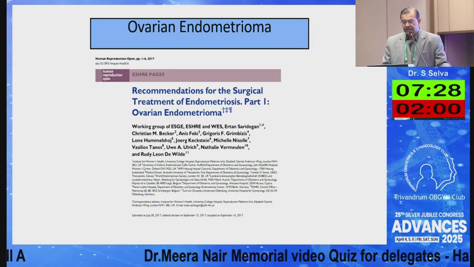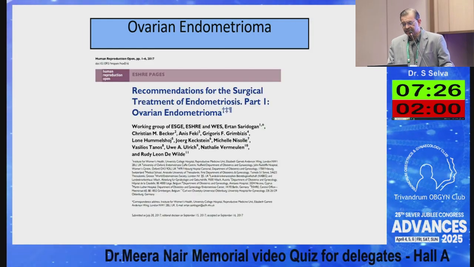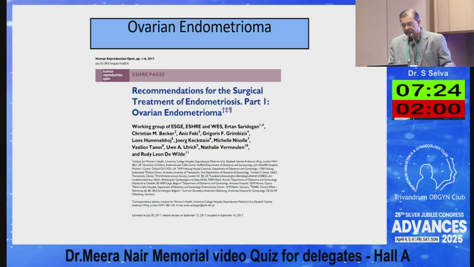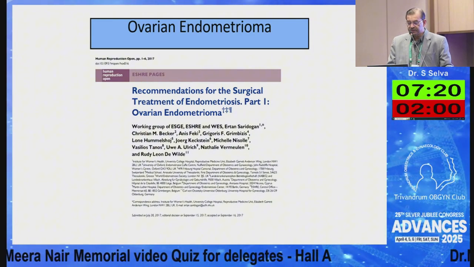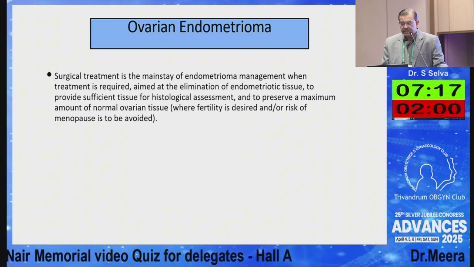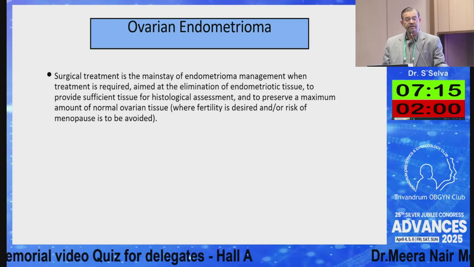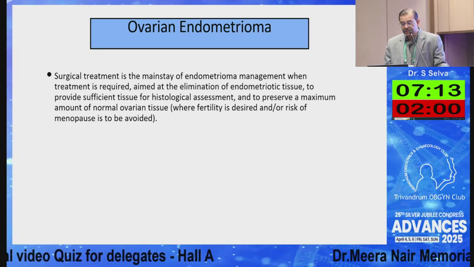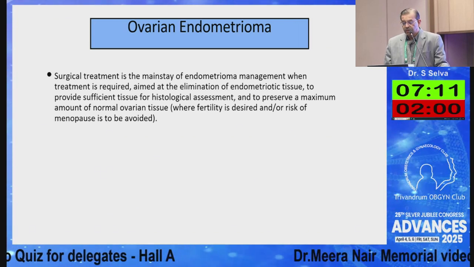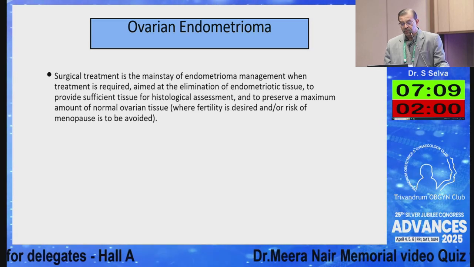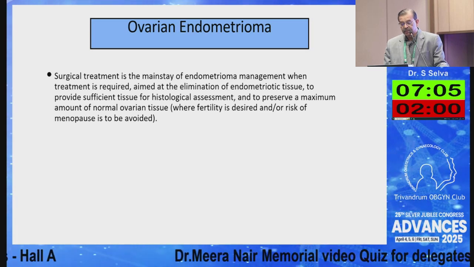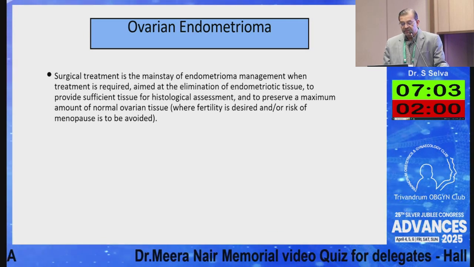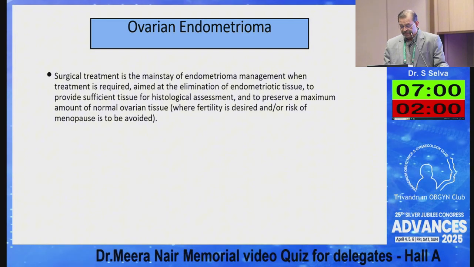So now let's look at the evidence. This is a recommendation by many groups: ASHRI, ESG, the World Endometriosis Society. Their recommendation is that surgical treatment is the mainstay for endometrioma management when treatment is required. The aim of elimination of endometriotic tissue is to provide sufficient tissue for histological assessment and to preserve a maximum amount of normal tissue where fertility is desired. So this is their recommendation.